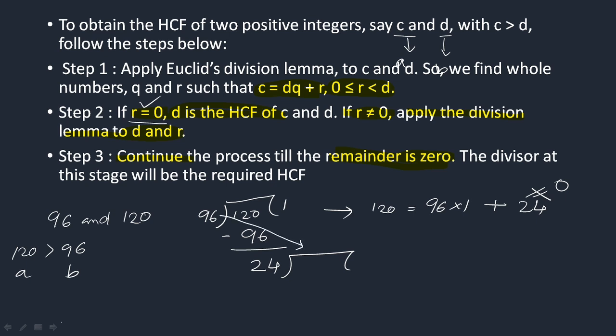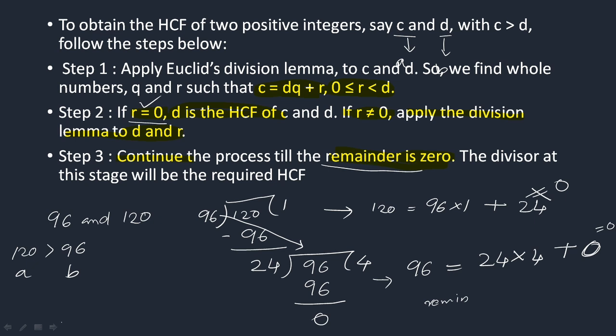Here 96 is taken in the place of dividend and the remainder 24 is taken in the place of divisor. So 96 divided by 24, we have 4 times, that is 96 itself. So the remainder becomes 0 here. So we can write 96 equal to 24 into 4 plus 0. At this stage, the remainder becomes 0, so we will be stopping here and checking what the divisor is. What is the divisor here? That is 24. So 24 is the HCF of 96 and 120.